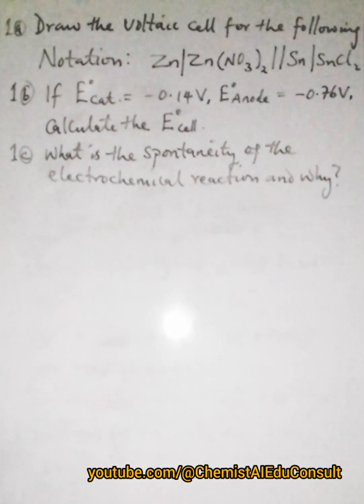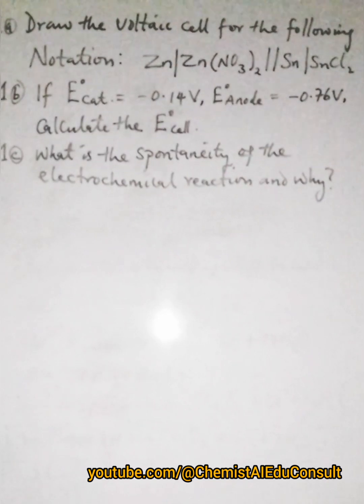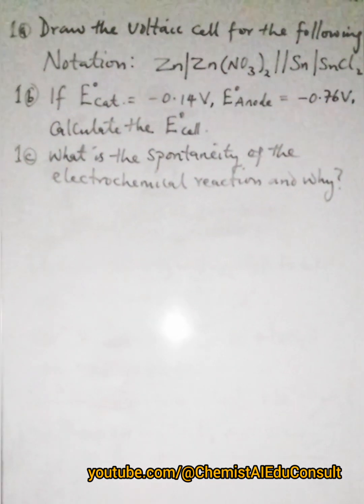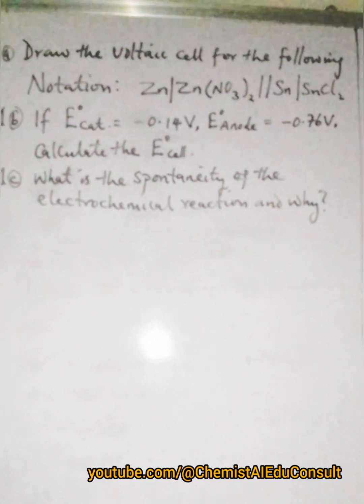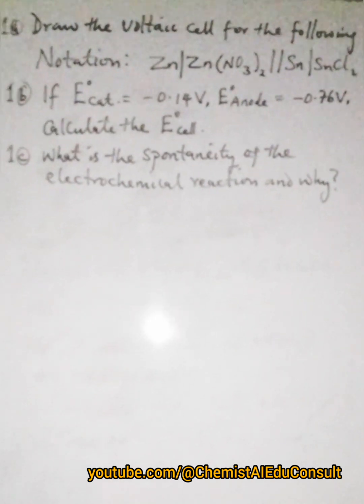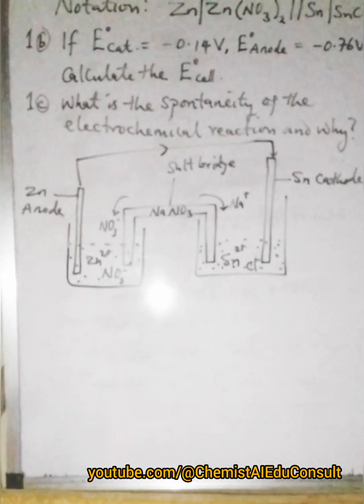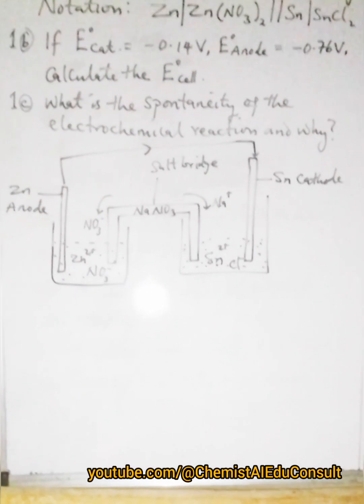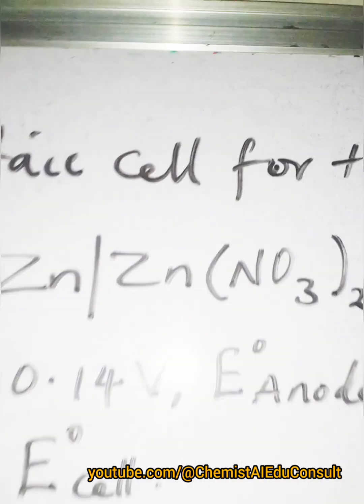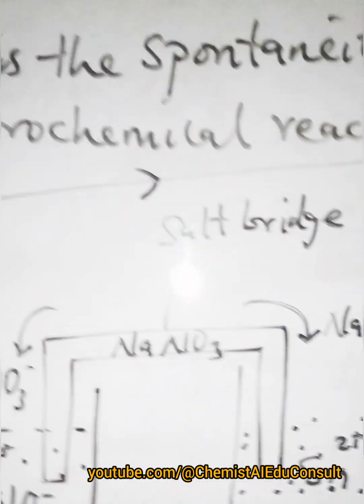Number 1c. What is the spontaneity of the electrochemical reaction and why? The first thing we do is to draw the voltaic cell. So here is a diagram. Zinc is the anode because on the notation, the first element is normally the anode and the last element is the cathode. So we place zinc as the anode and the tin as the cathode, and we are set for the question.